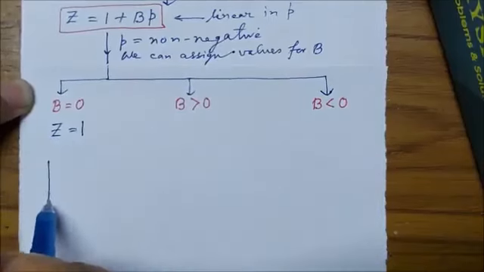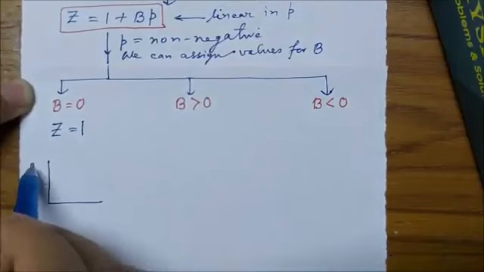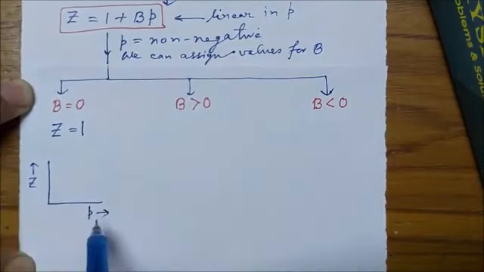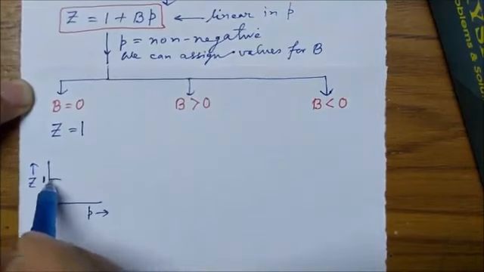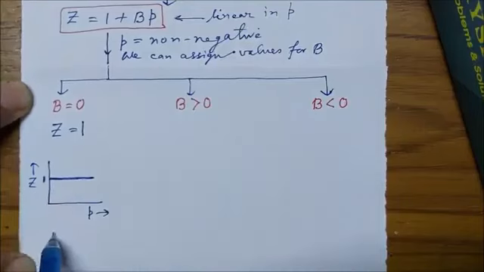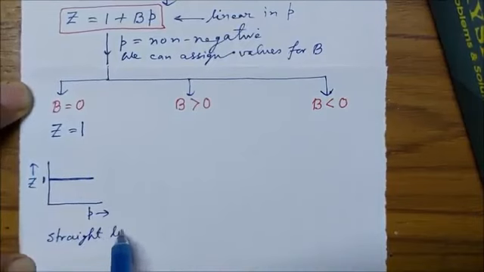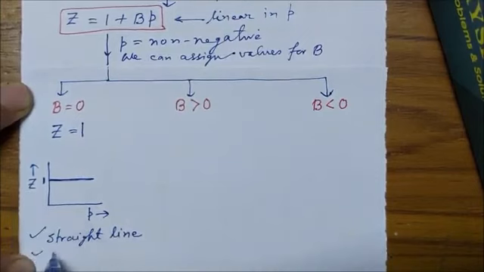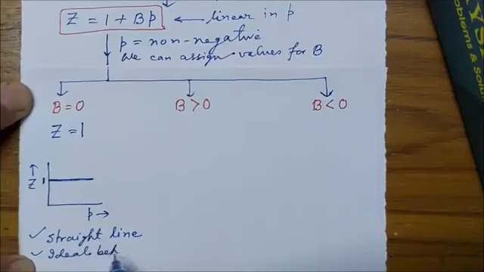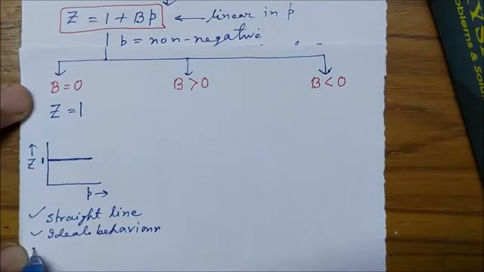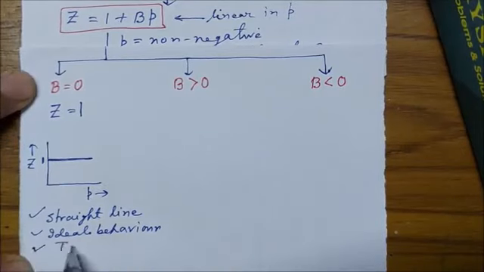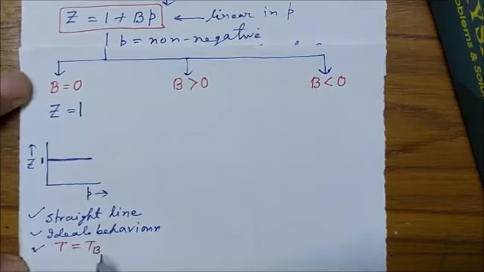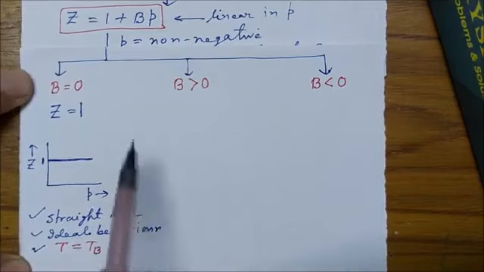And then the plot of Z against P in the abscissa gives us a straight line at Z is equal to 1. So we have a straight line plot, and Z versus P plot is indeed a straight line for ideal gas. So ideal behavior is depicted, and this occurs at T equal to Tb, and of course at low P, which is the assumption under which we got this equation.